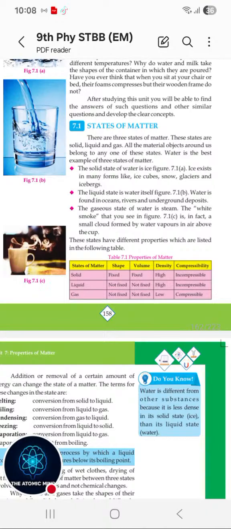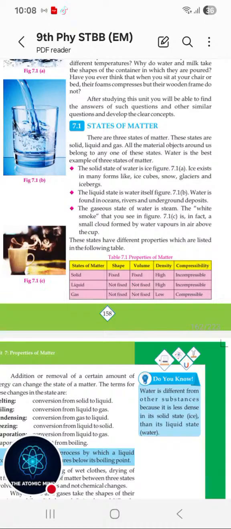First, understand what the states of matter are. There are three states of matter, and that is solids, liquids, and gases. All material objects around us belong to one of these states. Water is the best example of all three states. Water is solid when it is in the form of ice. Ice exists in many forms like ice cubes in our freezers, snow, or glaciers and icebergs.